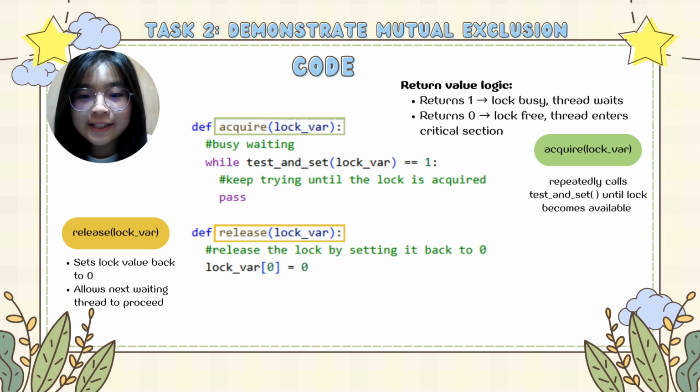The release function is simpler. It sets the lock value back to 0, which allows the next waiting thread to proceed and acquire the lock. These two functions work together to control access to the critical section.